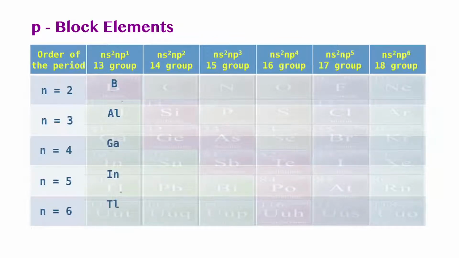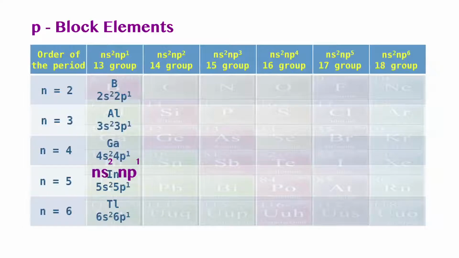thallium. And the electronic configuration of the outermost shell for this 13th group is, for boron, 2s2 2p1, for aluminium 3s2 3p1, for gallium 4s2 4p1, for indium 5s2 5p1, for thallium 6s2 6p1. That is, here 2 electrons of s and 1 electron of p. In general, we can write it as ns2 np1.